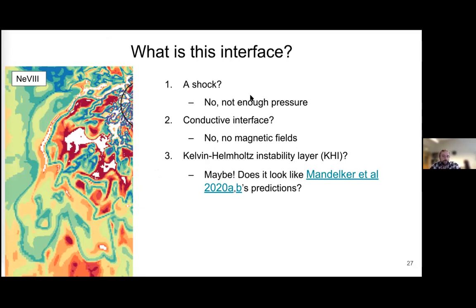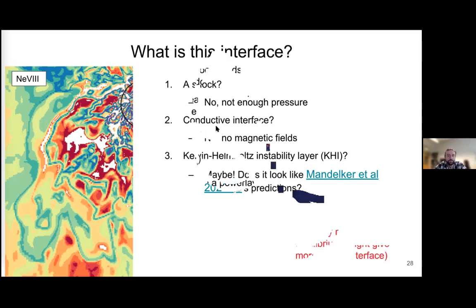And then we talked with a collaborator who actually gave a talk at this seminar a couple of weeks ago, Nir Mandelker, about whether this might be a Kelvin-Helmholtz instability layer. And that actually looked pretty plausible because Nir had made some other papers predicting what effects that might have and how that would help streams survive in the hot CGM.